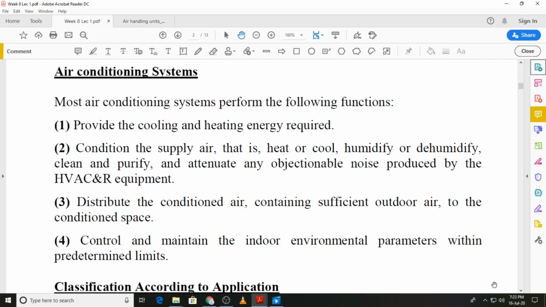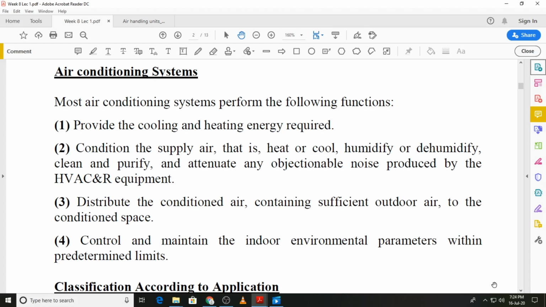So when we look at an air conditioning system, it performs certain functions. The primary function, of course, is to provide the necessary energy for cooling or heating of the conditioned space, but other than that we also need to ensure that the air is properly humidified or dehumidified. It has to be cleaned and purified. That means if there are any airborne particles or contaminants in the air, they have to be removed before it is supplied to the conditioned space. And even the noise levels which result due to the operation of the air conditioning equipment have to be monitored according to our requirement.